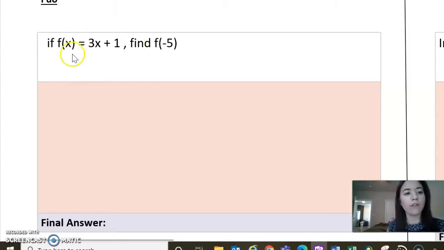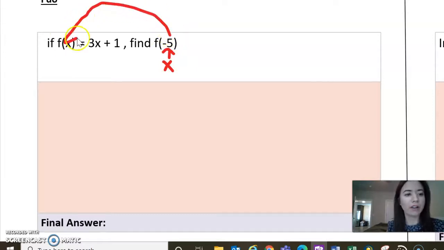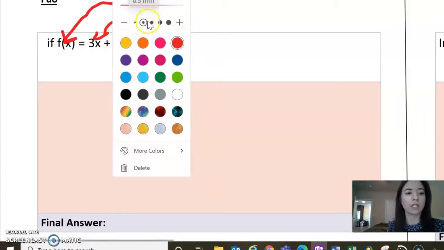So we have, if f of x equals 3x plus 1, find f of negative 5. So a reminder here that this means my x is negative 5. Negative 5 is my input. This is x. So I'm going to go ahead and replace this wherever I see an x value. So here and here. I'm going to make my pen a little smaller.